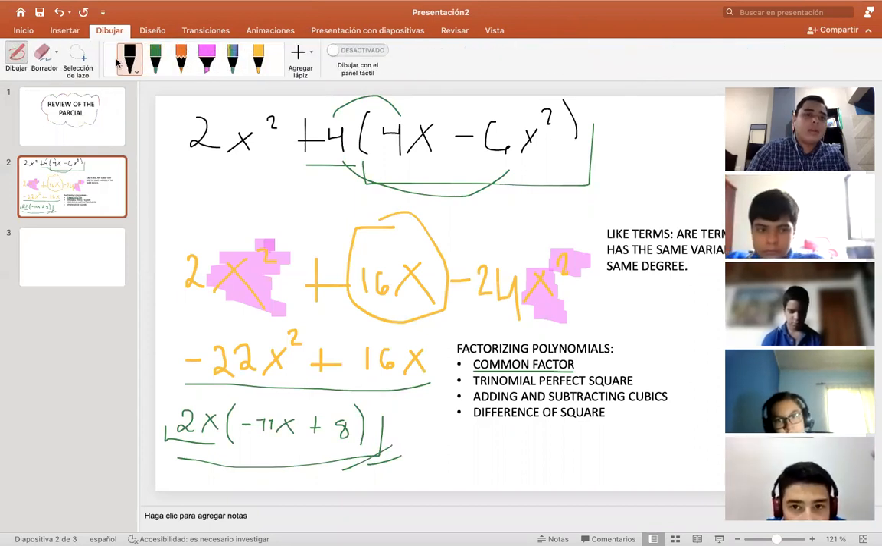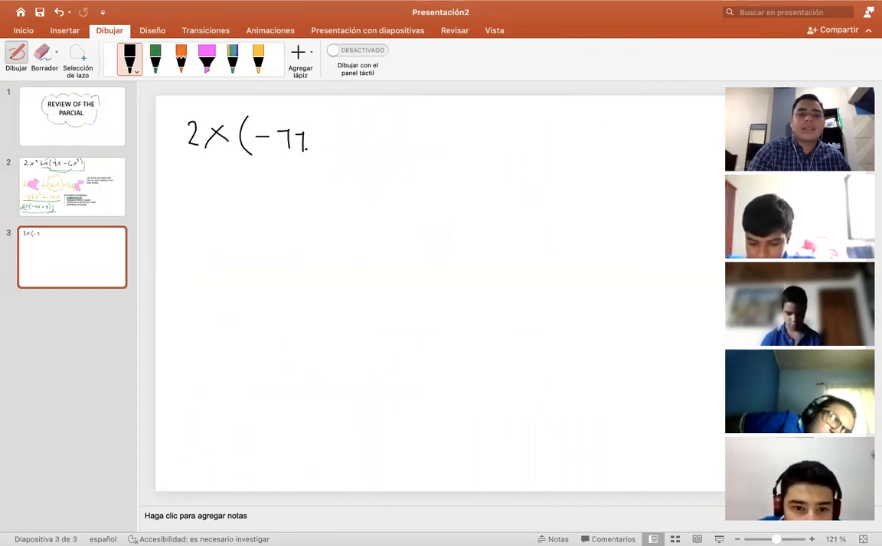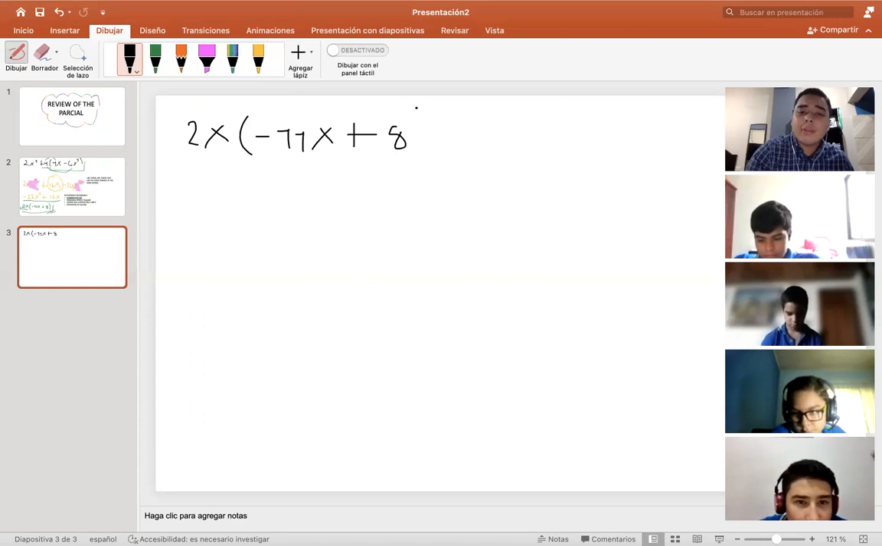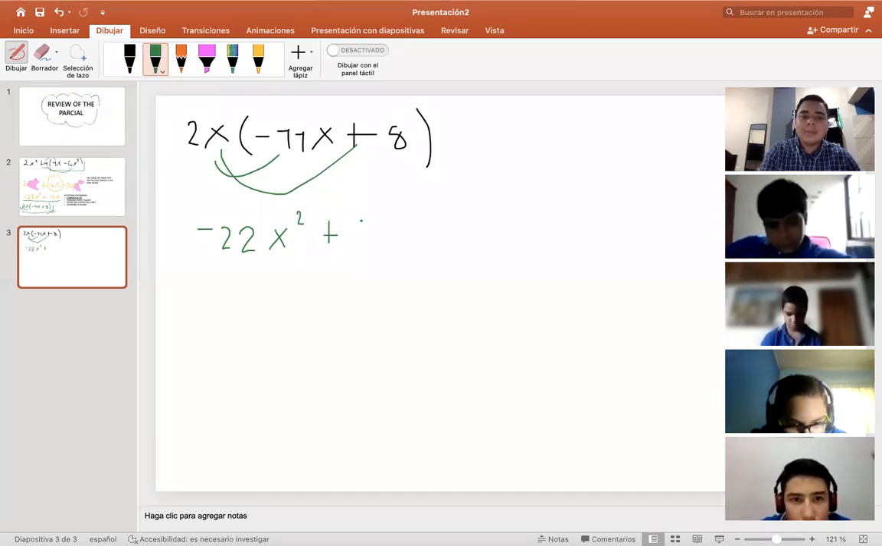We're going to see. If we have 2x parenthesis negative 11x plus 8, remember that if we want to verify our answer, we need to do the multiplication of the polynomial. So we're going to do this times this and this times this. 2 times negative 11, negative 22. x times x, x squared. Plus 2x times 8, 16x.